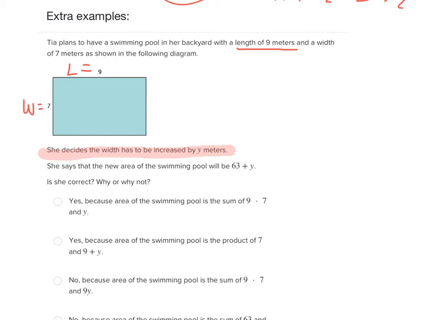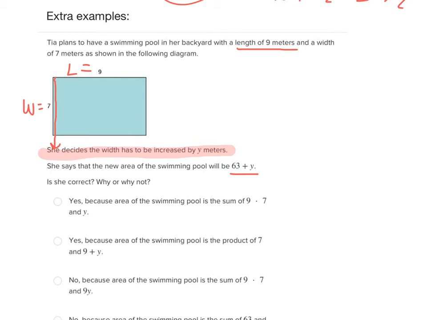She decides the width has to be increased by y meters. The width has to get longer. In other words, this line here has to get bigger. It has to be increased by y meters. She says the new area of the swimming pool will be 63 plus y. Is she correct? Why or why not?